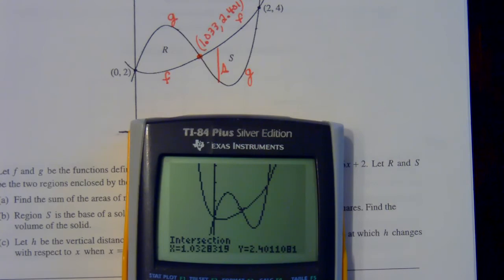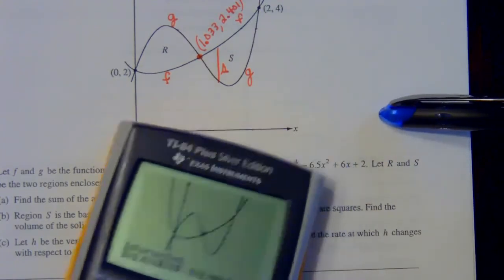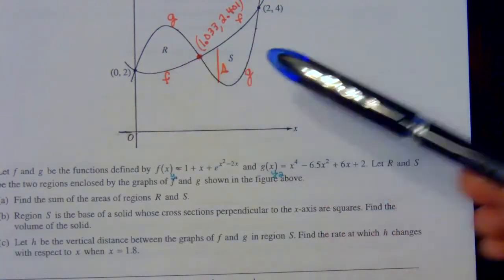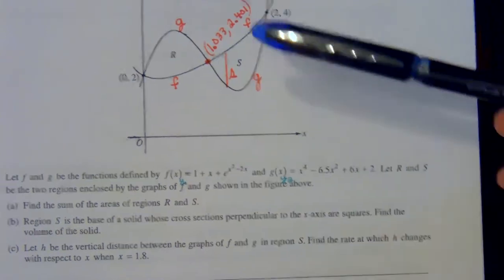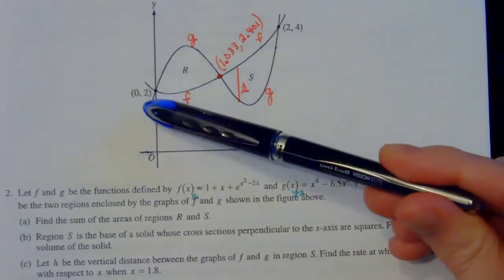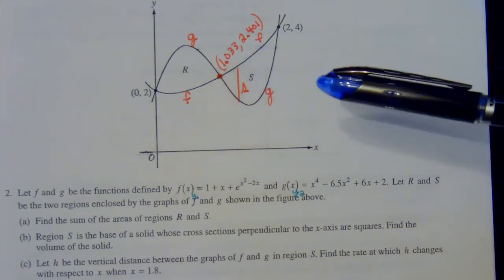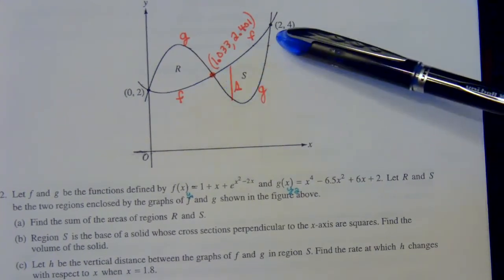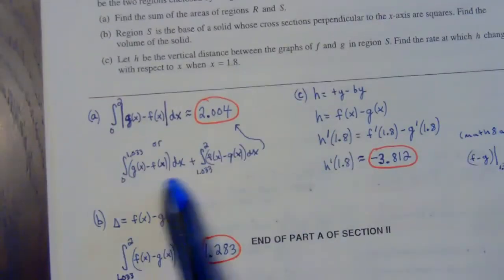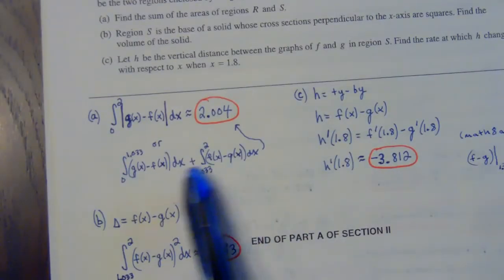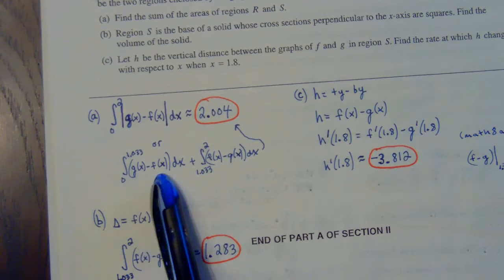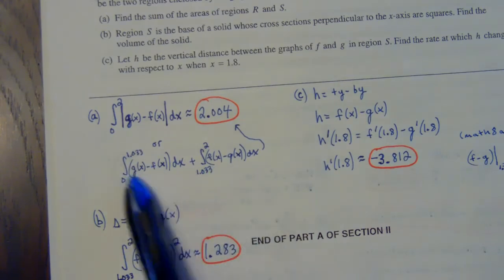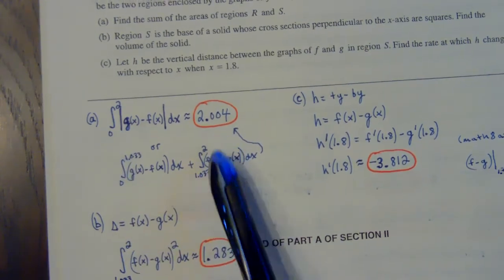And then for letter A, I want to show you a nice shortcut here. Anytime your top curve changes, notice they're asking for the sum of these two areas right there. And so you could do two separate integrals. You could go G minus F from 0 to 1.033 plus the integral of F minus G from 1.033 to 2, okay? And that's my work right here. And do two different math 9s. You could do Y2 minus Y1 and Y1 minus Y2, two different math 9s. You're going to get that answer.